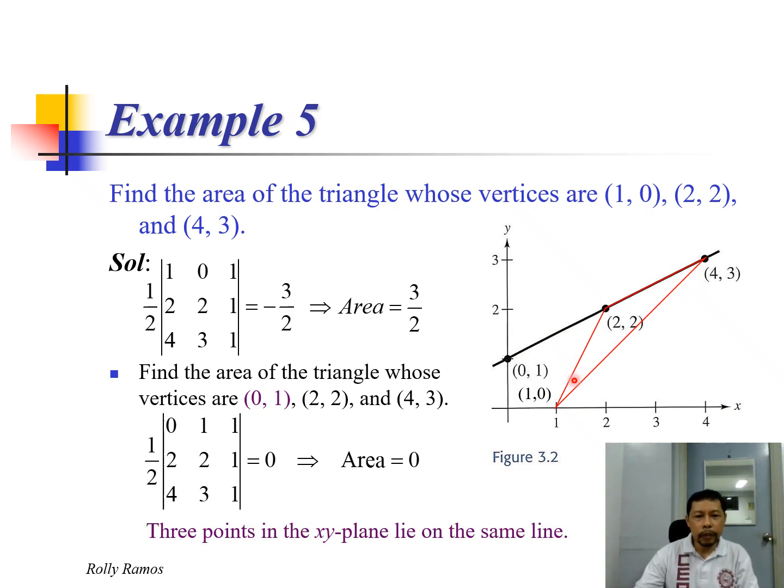So 3 points in the xy plane lie on the same line. This is another way to determine whether 3 points are collinear. If the area is 0, then we could say that these 3 points lie along a straight line. If the area is not 0, then they are not collinear.